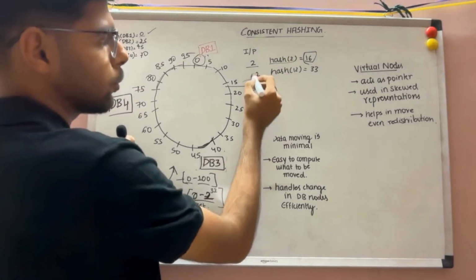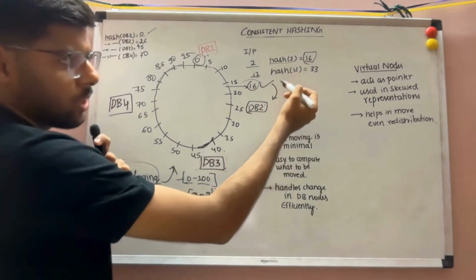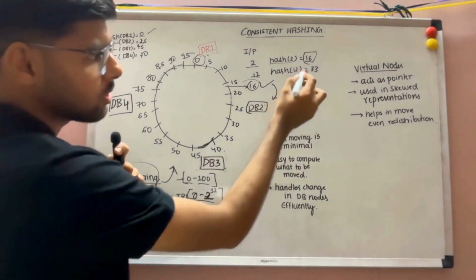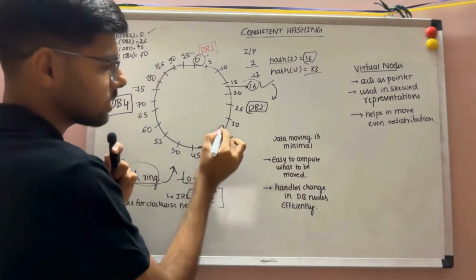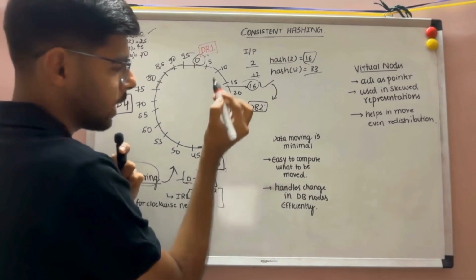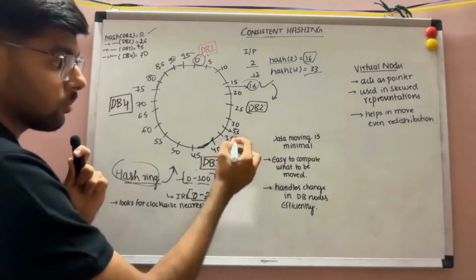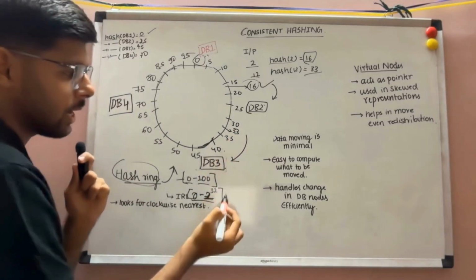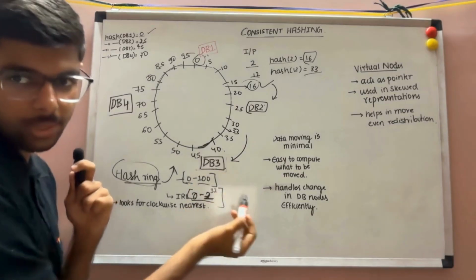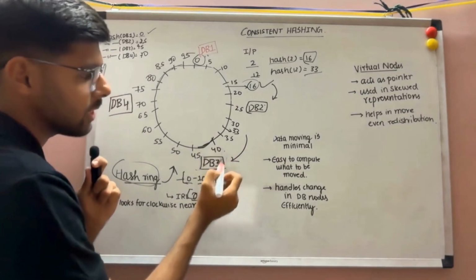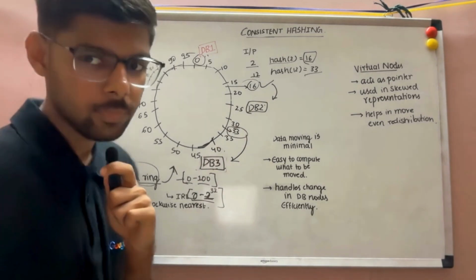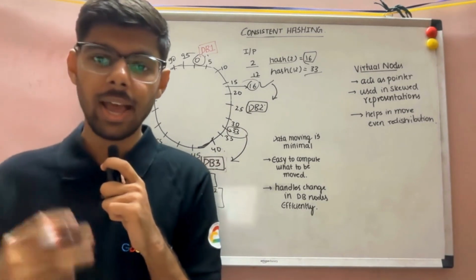Similarly, let's say the input is 12, and when we pass it through the hash function, it gives the output as 33. Now 33 lies somewhere here, and we go in the clockwise direction, and we find that DB3 is the nearest, and therefore DB3 serves the request 33. So this is how consistent hashing works.